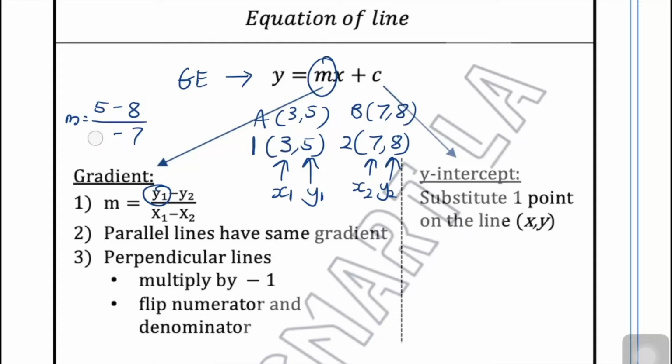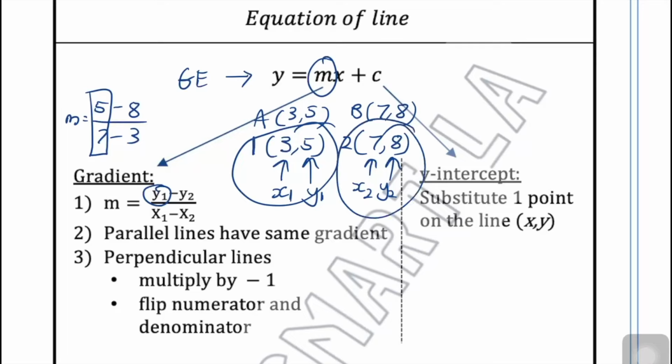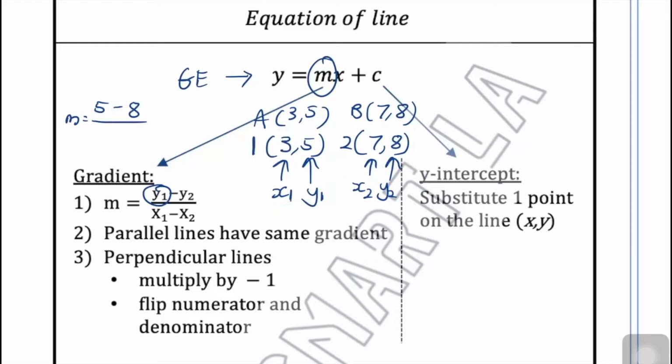What I mean is that some students may make this careless mistake of taking 5 minus 8 and then 7 minus 3. This is wrong because this is not one pair of coordinates. Based on what we have shown here, 3 comma 5 is one pair of both x and y, and 7 comma 8 is another pair. So we are mixing the pairs here, and that's why this is not correct. So let's swap it back. 3 minus 7.